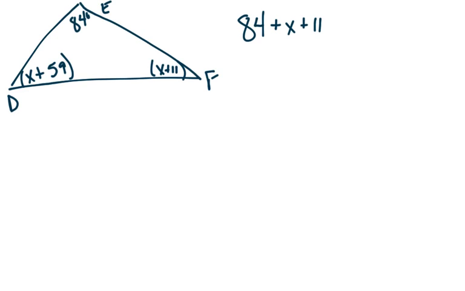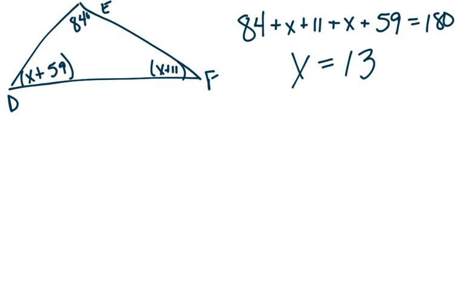All right, and our final triangle. Sorry, my triangles are so wonky. This one is DEF. E is 84 degrees. D is x plus 59 degrees. And then F is x plus 11. So one more time here. Add them all up, and they've got to equal 180. So if you solve this, you're going to get x equals 13.